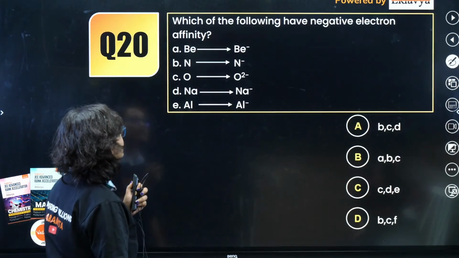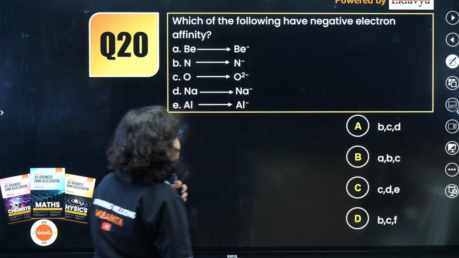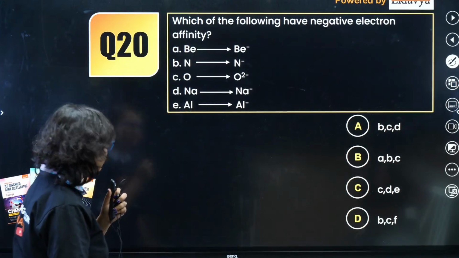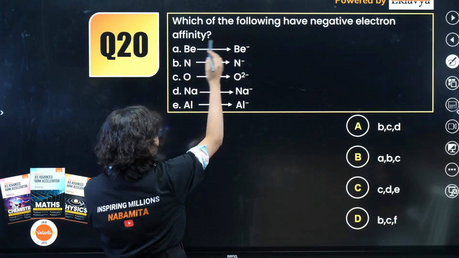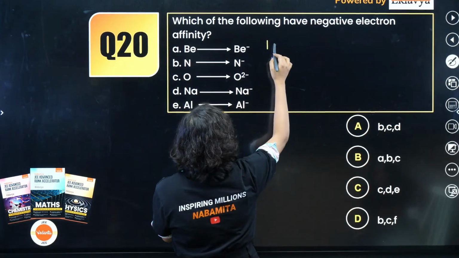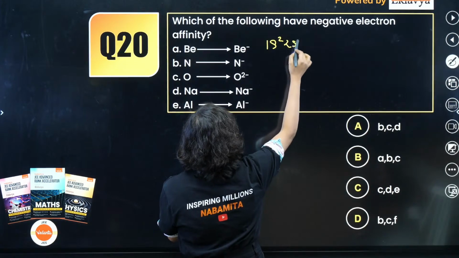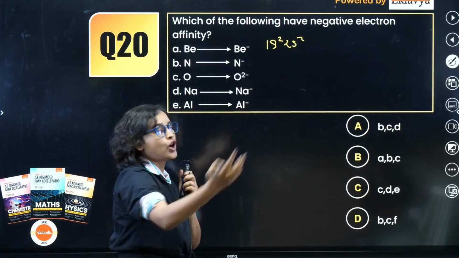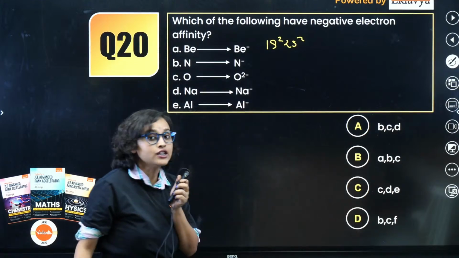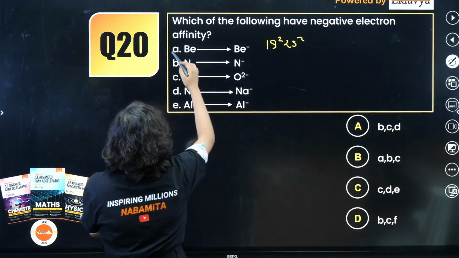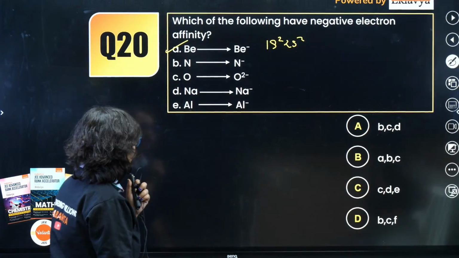The next question is, which of the following have negative electron affinity? Let's check it out, guys. Beryllium. What is electronic configuration of beryllium? It is 1s2, 2s2. Do you think that it would want to accept another electron and shuffle its stable state? Not at all, right? So this can be negative electron affinity.